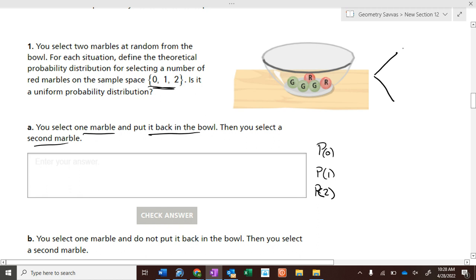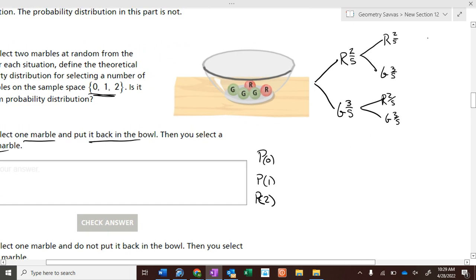So if you draw, what are your two options? You either get a what or a what? Red or a green. The chance of getting a red is a 2 out of 5 chance. The chance of getting a green is a 3 out of 5 chance. On your second draw, what are your two options? Red or green. Okay? If you replace, if you put the marble back, you got a 2 out of 5 chance for red and a 3 out of 5 chance for green.